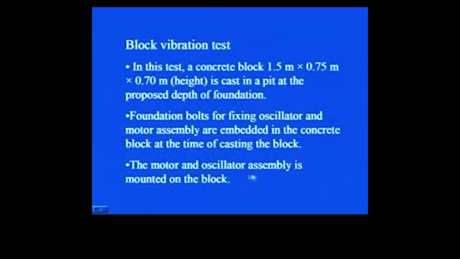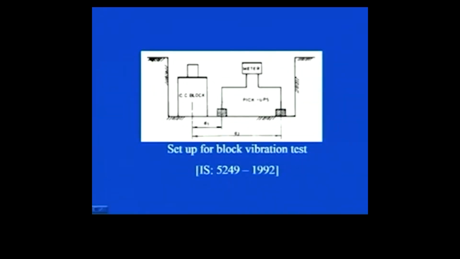The motor and oscillator assembly is mounted on the block. So we have the fixing arrangement, we have the bolts for that, and with the help of those bolts, the motor and the oscillator are fixed on the block. You can see here the test pit. This is the figure which has been taken from IS 5249:1992. If this IS code is available to you, you can directly get this particular figure from it. This shows the setup for the block vibration test.